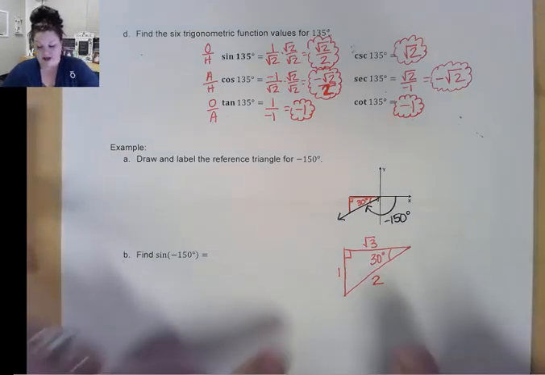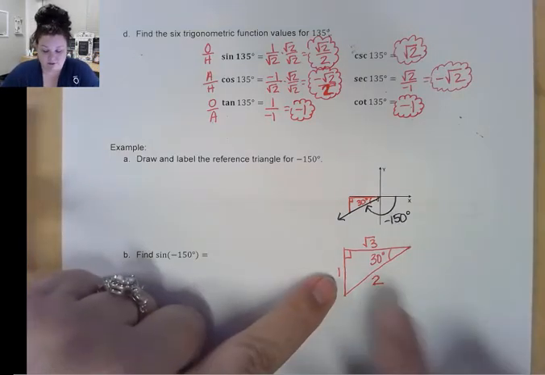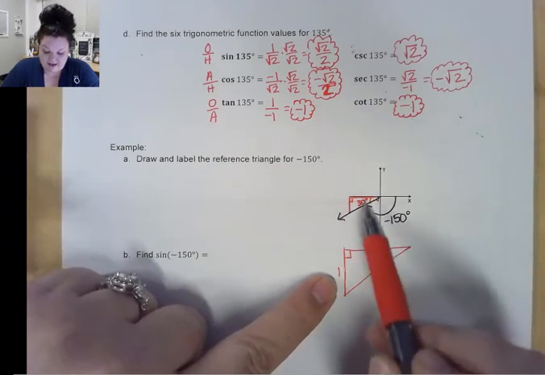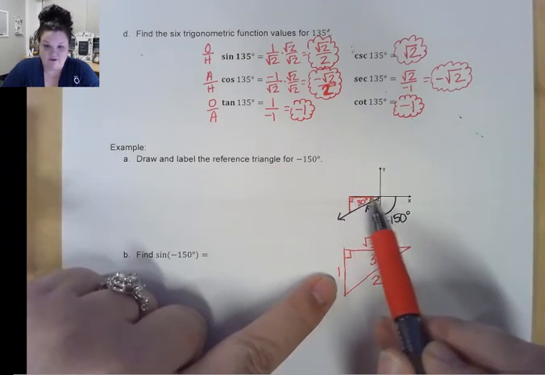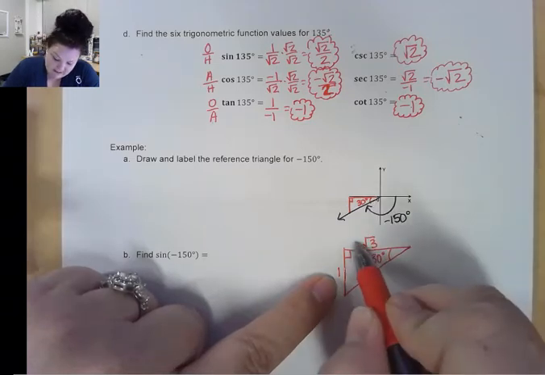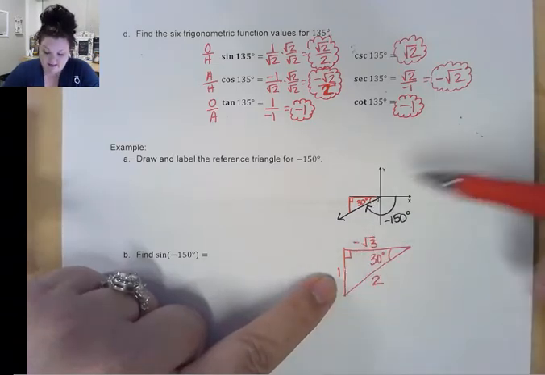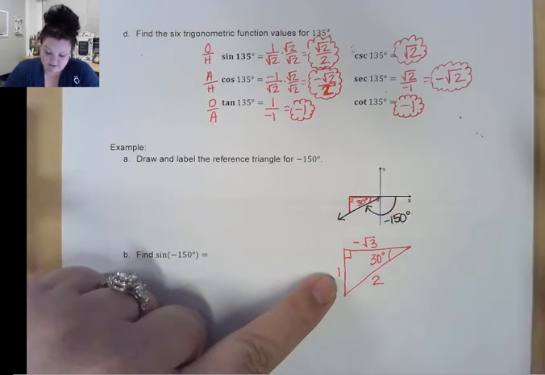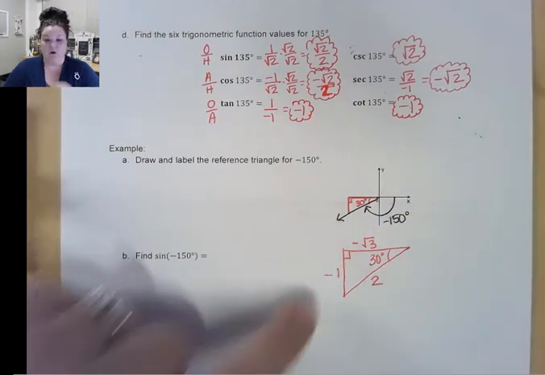Okay. Now, I have to think about the signs of these numbers because I'm in quadrant 3. So in quadrant 3, I have a negative x value, right? So this should be a negative square root of 3. And I also have a negative y value because it's below the x-axis. So this is going to be a negative 1.